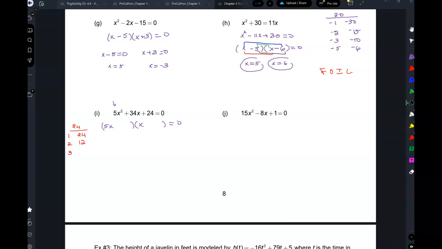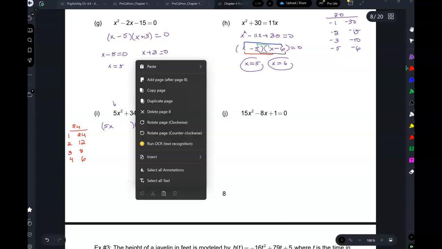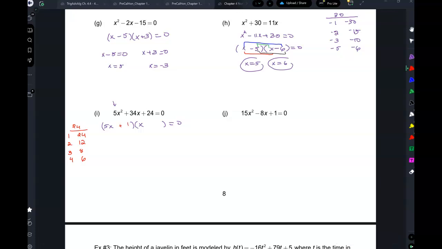I have to say FOIL is actually not my favorite, because it only works for binomials. But anyways. Okay, so let's continue. So how else can we get 24? 3 and 8. 4 and 6. Okay, so what you have to do now is plug one of these in here and make sure we're going to get 34 in the middle, right? So let's say if we did the +1 and the +24, will that work? Here we get 120, so that doesn't work. So which one works?